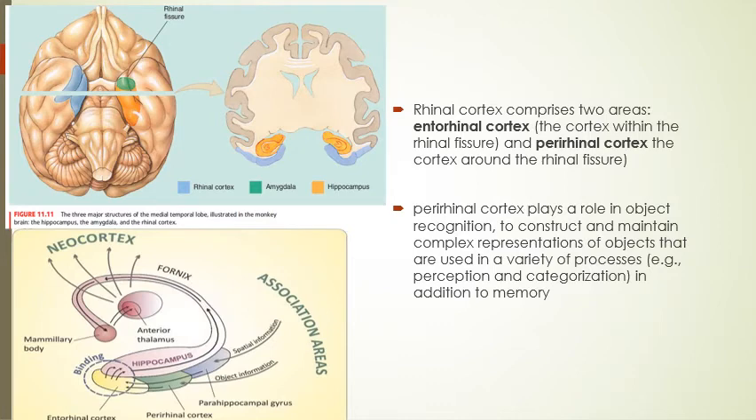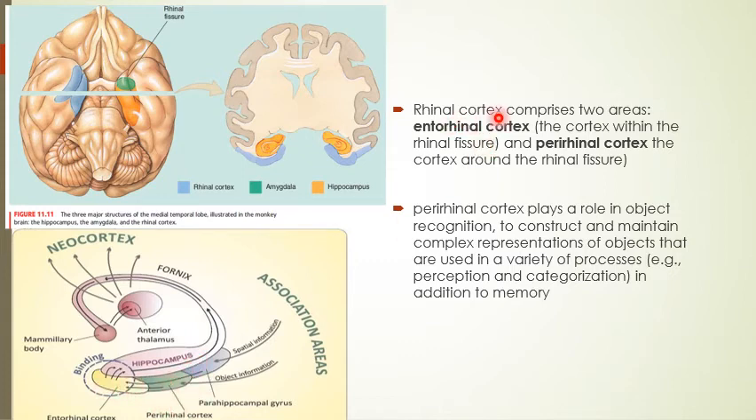So, unsa man nga mga areas ang responsible for object recognition? So, going back again to this picture, di ba, an adjacent cortex to the hippocampus is the rhinal cortex. Okay, so kaning blue part here. Okay, so in this picture, the rhinal cortex, kay kini sila, no?